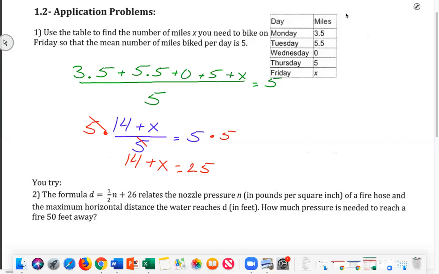Now, Maddie, do you know how to get rid of a plus 14? So let's think, what's the opposite of add? Subtract. So the way we get rid of plus 14 is we subtract 14. So let's subtract 14, like Maddie said, because Maddie knows best. So we have x equals 11. It's a lot of miles to bike.